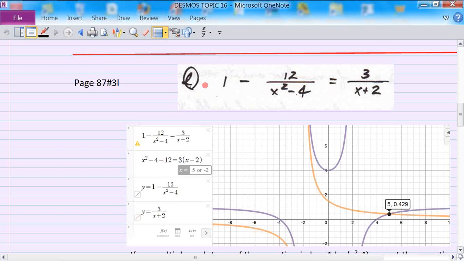Page 87, number 3L. Put this equation in, and you can see I get the little triangle. It doesn't like it.